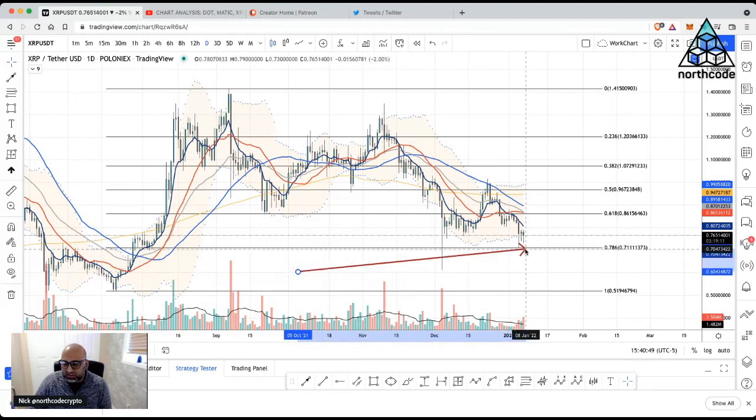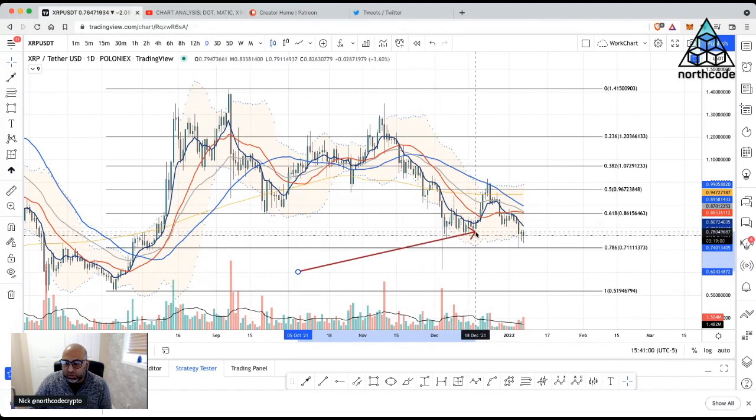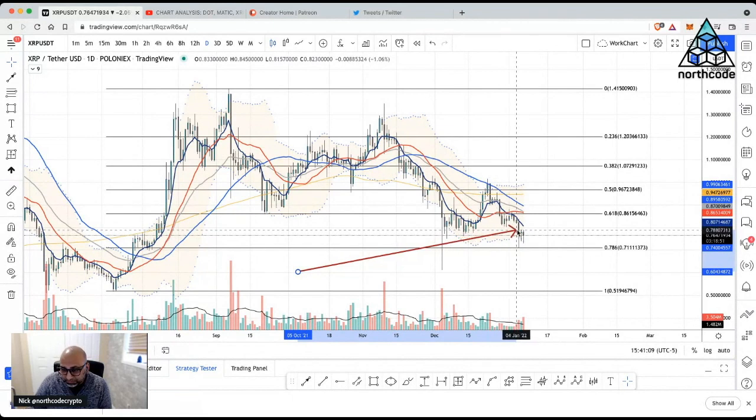But the 786 fib is holding very strong right now. Even if we get that kind of swing that occurred here, price actually got bought back up. So even though we're trading lower than 78 to 80 cents, that resistance line, we're now below that support. So it's now resistance.